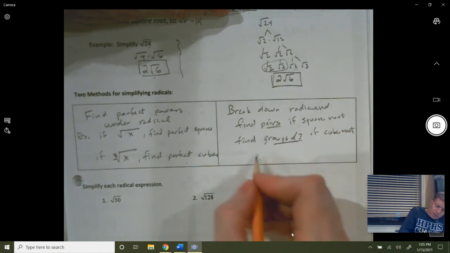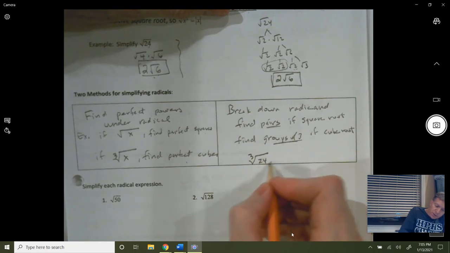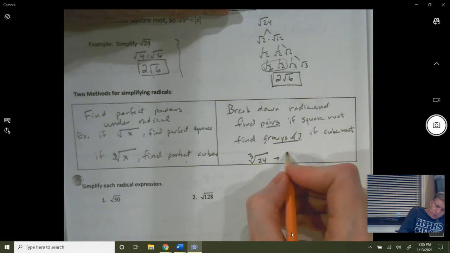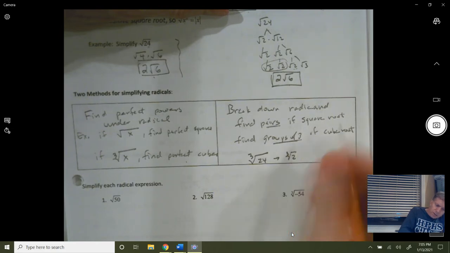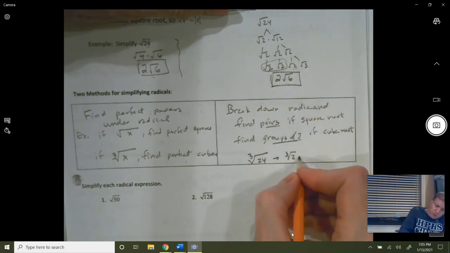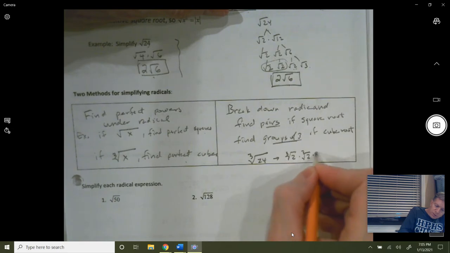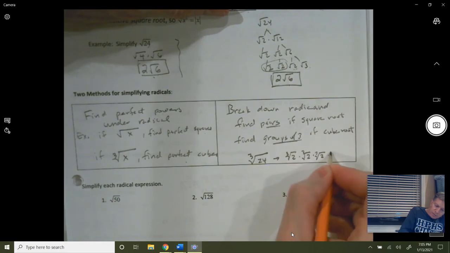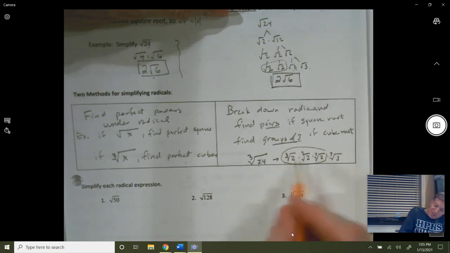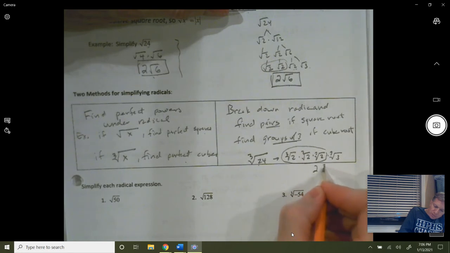What I mean by that, let's say I have the cube root of 24. That breaks down into cube root of 2, cube root of 2, cube root of 2, and a cube root of 3, just like we had up here. But it's a cube root, so now we need 3 of something. Multiplying these together, you'll get the cube root of 8. We know the cube root of 8 is 2, so this becomes 2 times the cube root of 3.